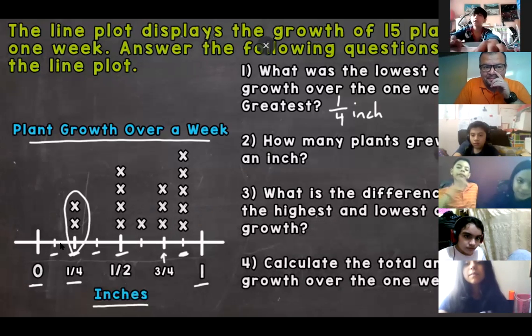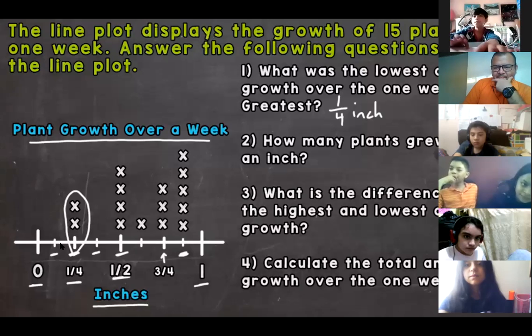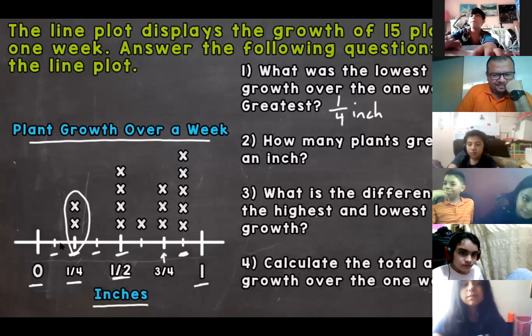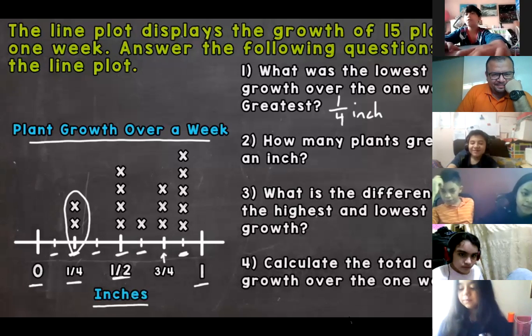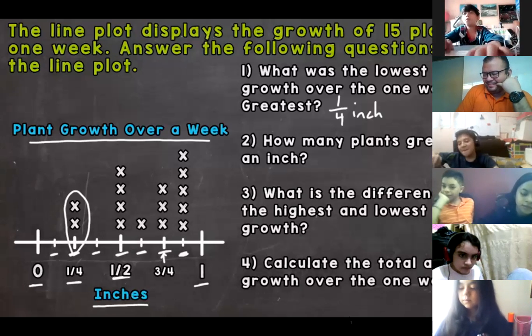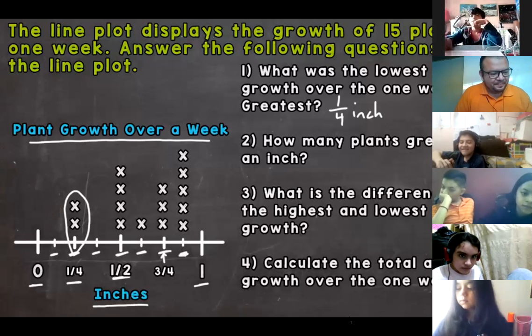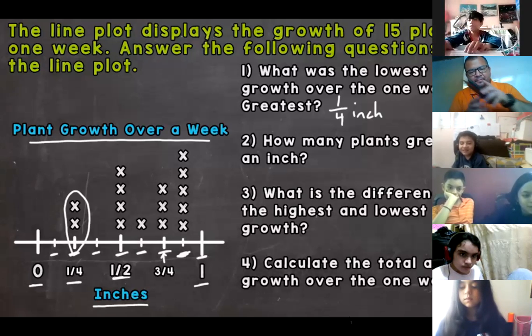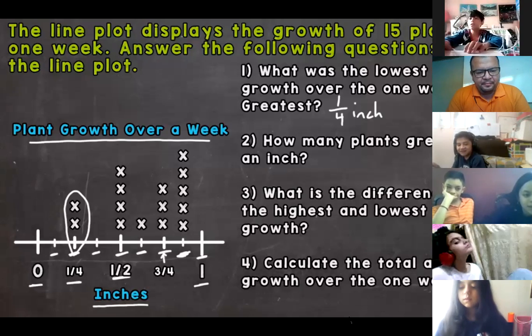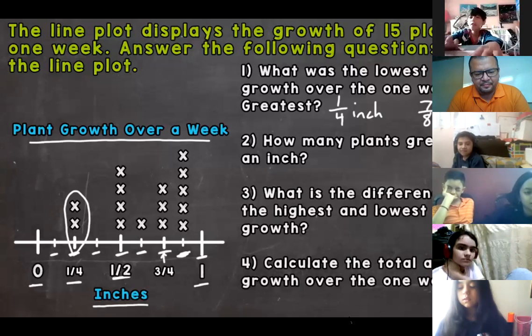4/8, which is equivalent to this 1/2. We always use the simplified versions of the fractions. 5/8, 6/8, which is simplified to 3/4, and then this would be 7/8, and then lastly would be 8/8, which is 1 whole. So right here, the greatest amount grown over a week would be 7/8 of an inch.